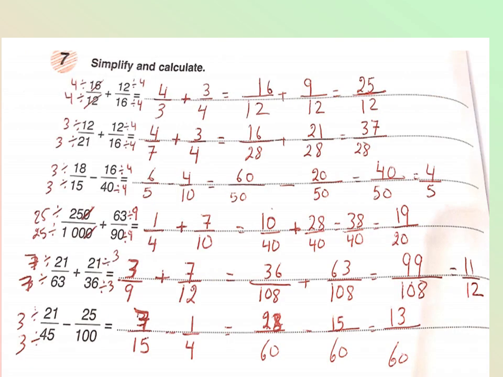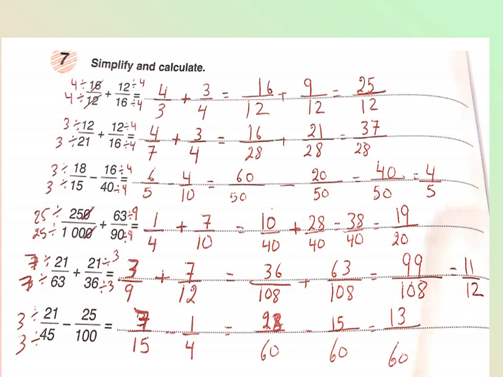And exercise 7, simplify and calculate. First step, simplify if it's possible, then calculate. For example, 16 out of 12. I can simplify this fraction, so go on. Simplify means you should divide. Divide by 4, we'll get 4 out of 3.